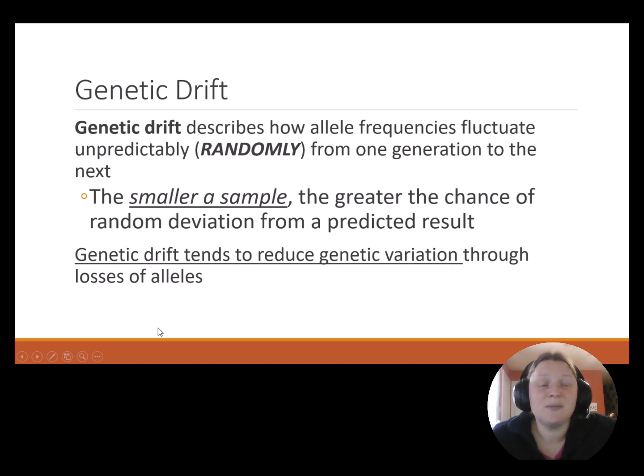Our next type of evolution is genetic drift. Drift has to do with random changes to the allele frequencies. Drift has a bigger effect with smaller populations, and we'll talk more about that in a second. Genetic drift also often tends to reduce genetic variation, especially in small populations. There's a good chance of losing alleles.